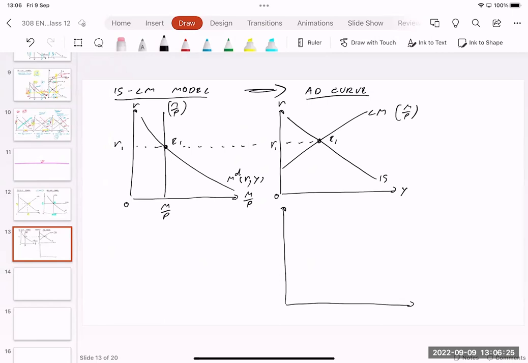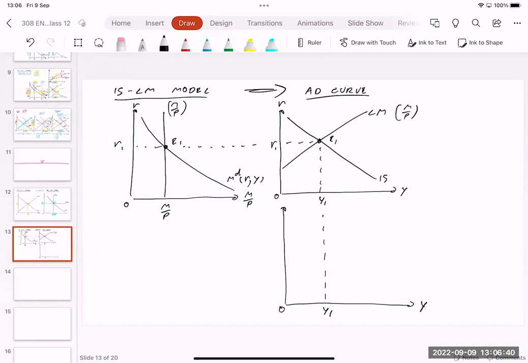And then after that, I'm going to link it down. From the equilibrium point, we have Y1, link it down. This is Y1. And for the graph below, I'm going to show you where the aggregate demand curve comes from.